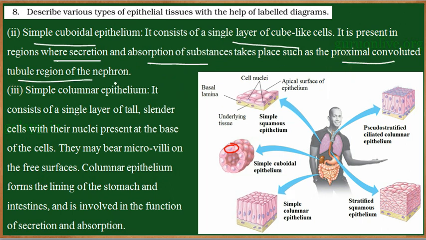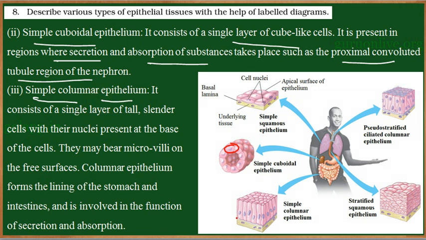So in the nephrons there is a part called PCT, the proximal convoluted tubule, and here we find the simple cuboidal epithelium. The main function here is, when ultrafiltration takes place, all useful substances present in the primary urine have to be absorbed back into the blood. So the proximal convoluted tubule of the nephron does this function and hence it has simple cuboidal epithelium for the absorption of substances. And then we have simple columnar epithelium.